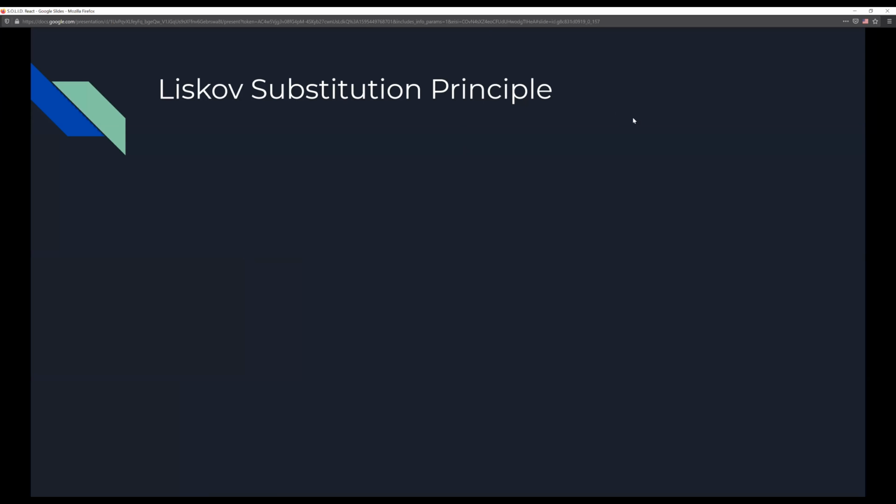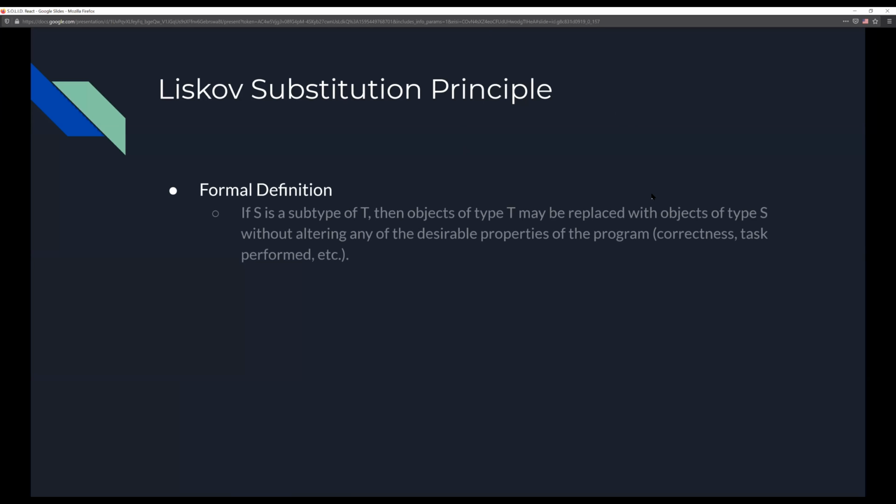So next we've got our Liskov substitution principle. Before we dive into Liskov, I'm going to warn that the formal definition is a little hairy and your eyes might glaze over. It says if S is a subtype of T, then objects of type T may be replaced with objects of type S without altering any of the desirable properties of the program, such as correctness, task performed, etc. So what does this mean?